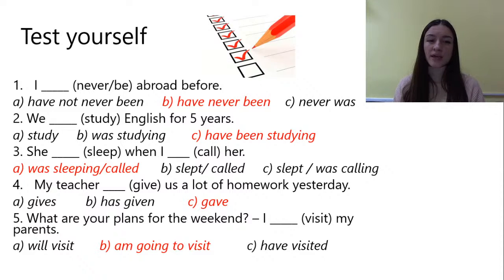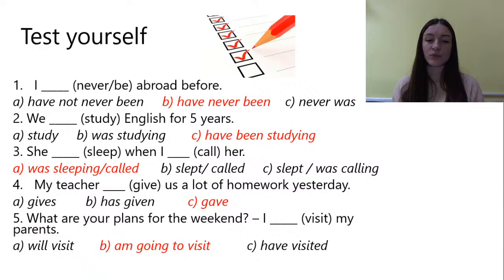3, she was sleeping when I called her. She was in the process of a long action when a shorter action interrupted it. She was sleeping, hop, and I called her. Number 4, my teacher gave us a lot of homework yesterday. Just the past simple action.